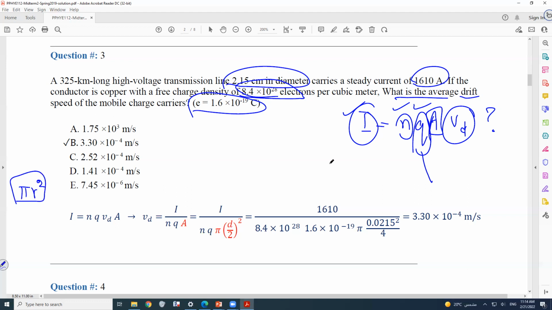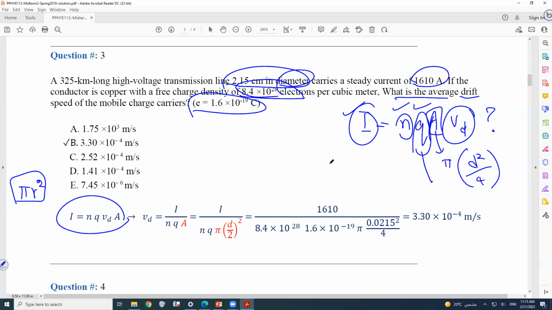So now you know what to do. Instead of A, you will substitute pi r squared. But we are given the diameter, right? So instead of pi r squared, you can say pi d squared over 4. Is that correct? R is the radius. What is given is the diameter. So radius is equal to diameter divided by 2. So r squared will be d over 2 whole thing squared, so it will be d squared divided by 4.